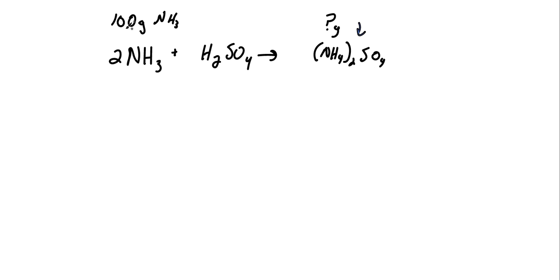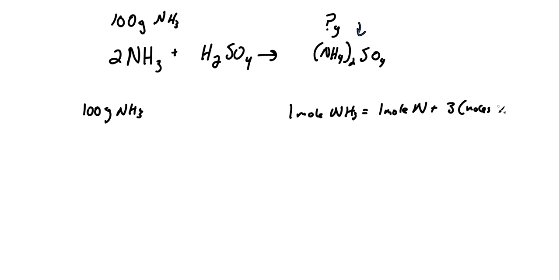We always want to start with what we know: 100 grams of ammonia. Now what we want to know is how many moles of ammonia that is. In order to do that, we have to know how much 1 mole of ammonia is. So 1 mole of NH3 equals 1 mole of nitrogen plus 3 moles of hydrogen.